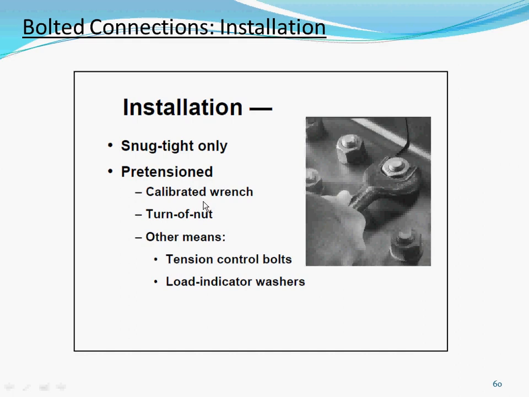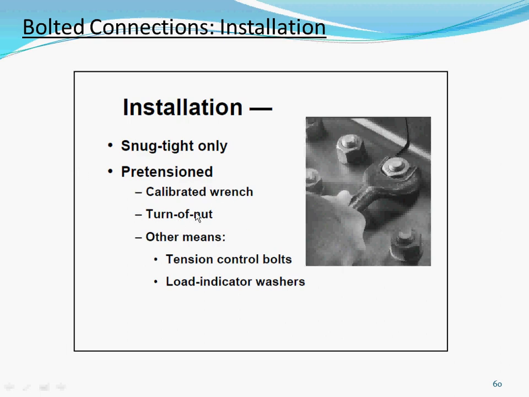Okay, the calibrated wrench, essentially you want to measure the tension in your bolt. So the tool they use is calibrated and they measure it against. So every time you turn to a certain reading, then they know that's your pretension in the bolt. So that's the calibrated wrench method.